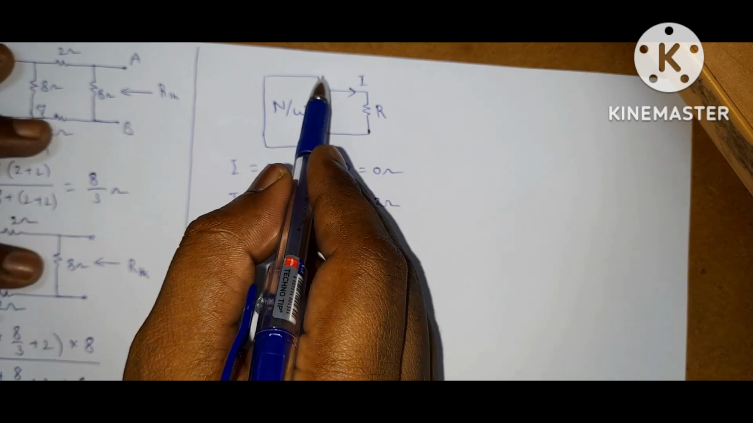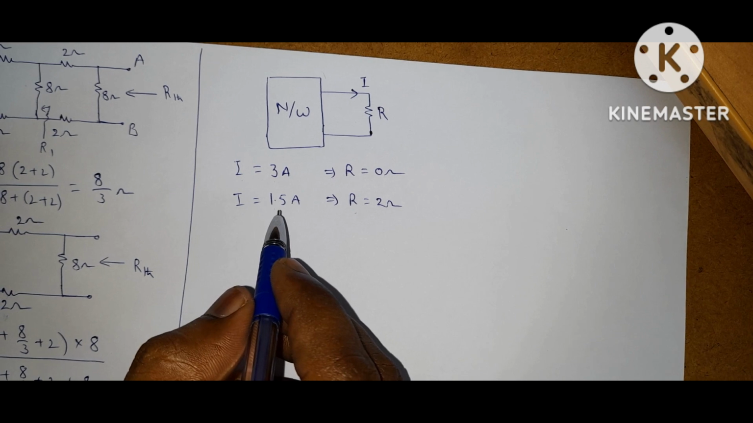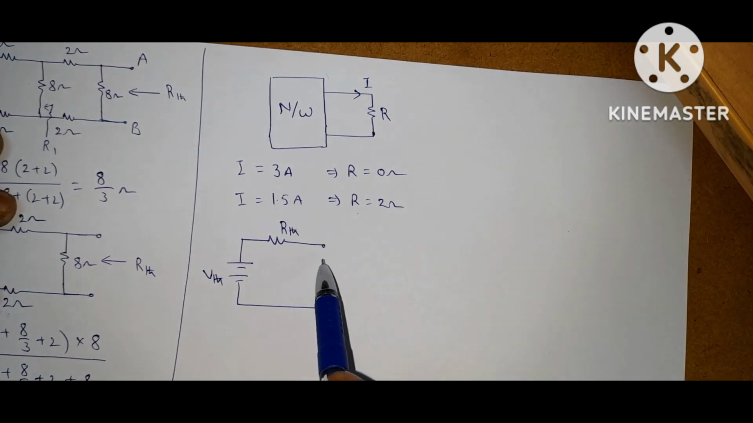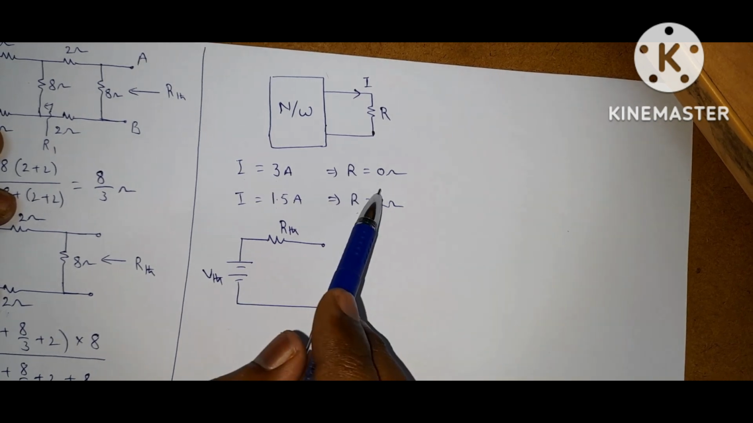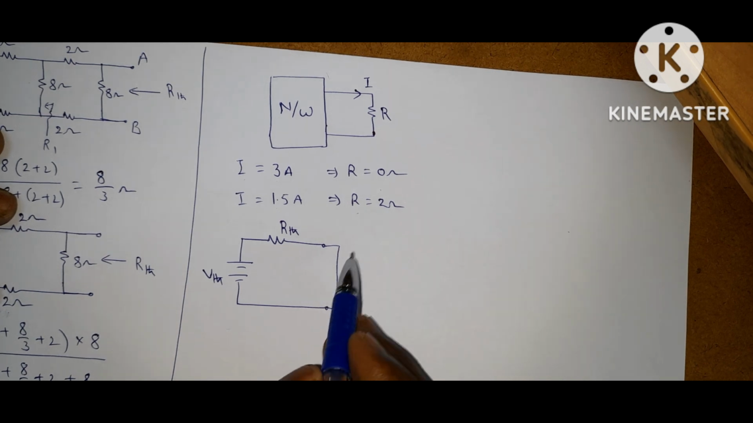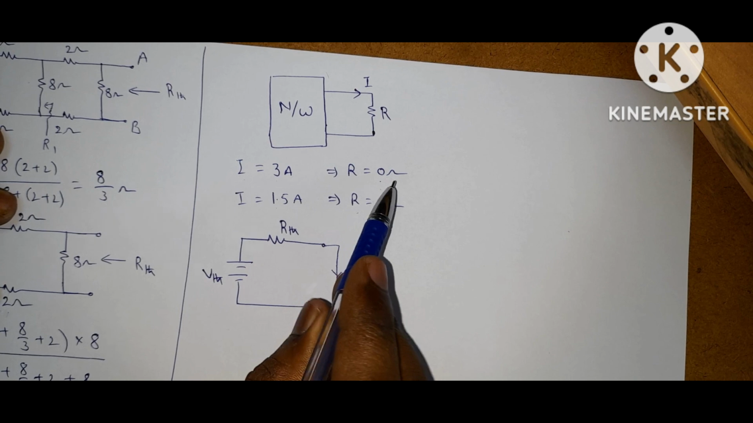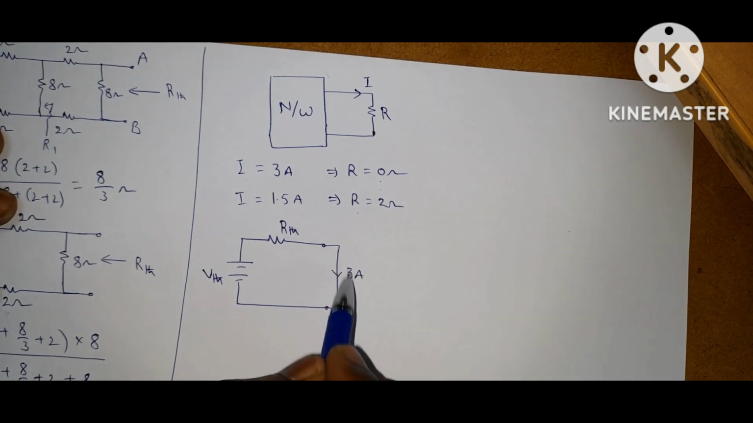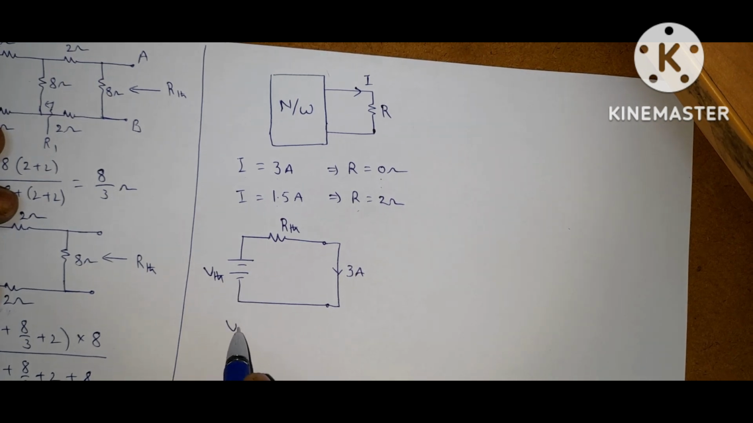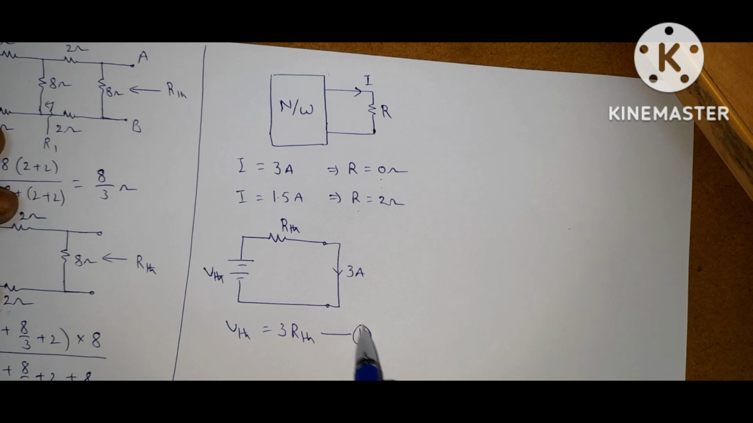So I am replacing this entire network with the Thevenin equivalent. Then the circuit becomes like this. If R is 0 ohms, it means short circuit. If it is a short circuit, what is the current? 3 amps. Now from this, what is V Thevenin? V Thevenin is equal to 3 into R Thevenin. Let it be equation 1.